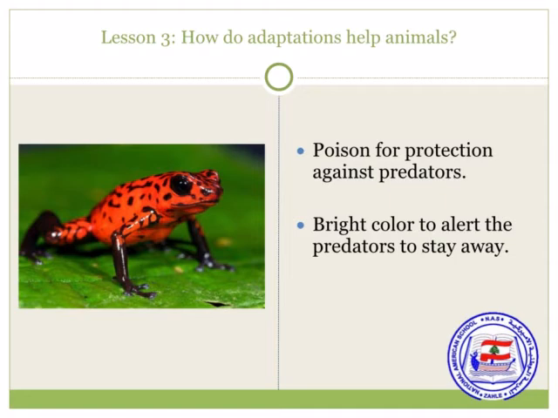The animal that we are going to talk about now is a poisonous frog. If you look at this frog, you can see that it has a bright color, and this color helps it alert the predators or tell them that it is poisonous, so no other animals would eat it. And the second adaptation is the poison itself. So when animals eat this frog, they will get poisoned and die. So this frog has two types of adaptation for protection. The first one is the bright color and the second one is the poison.